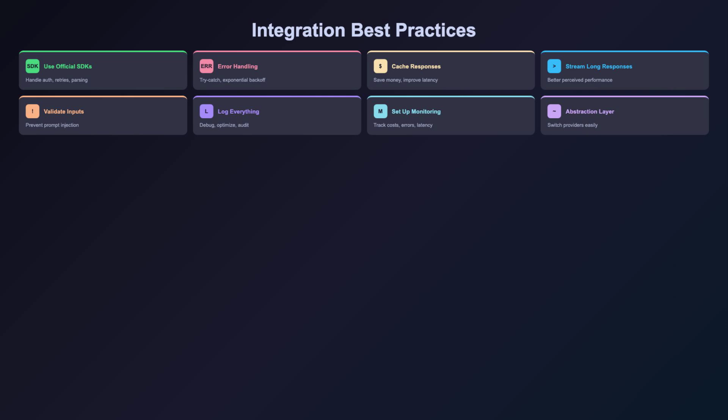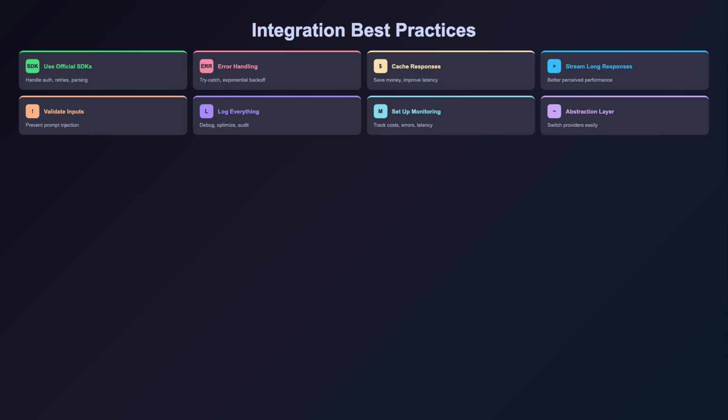Validate and sanitize inputs. User inputs can be malicious. Prompt injection attacks try to override your system instructions. Validate inputs before sending. Consider using separate calls for user input and system instructions. Log everything: track requests, responses, token usage, latency, and errors. This data is invaluable for debugging, optimization, and cost management.